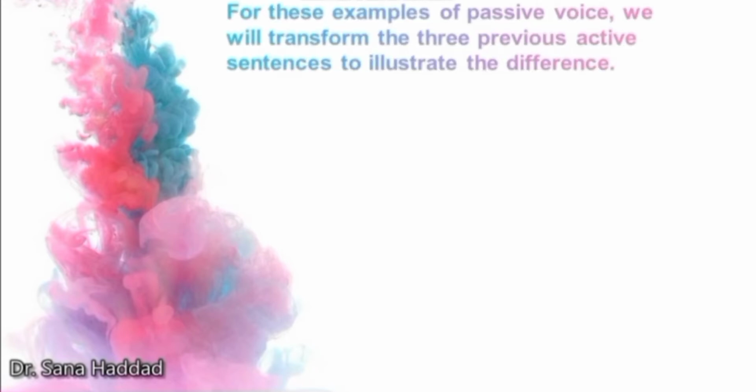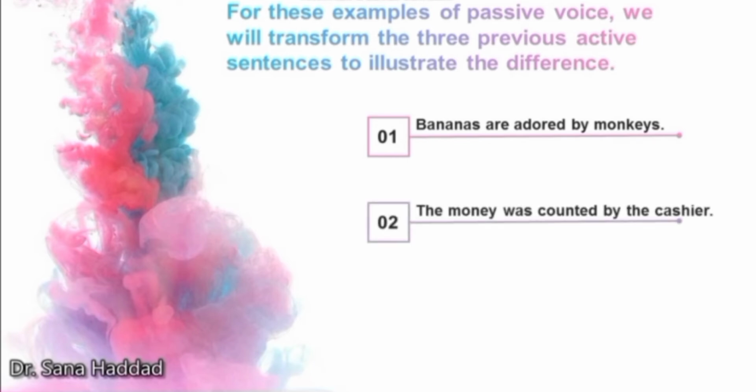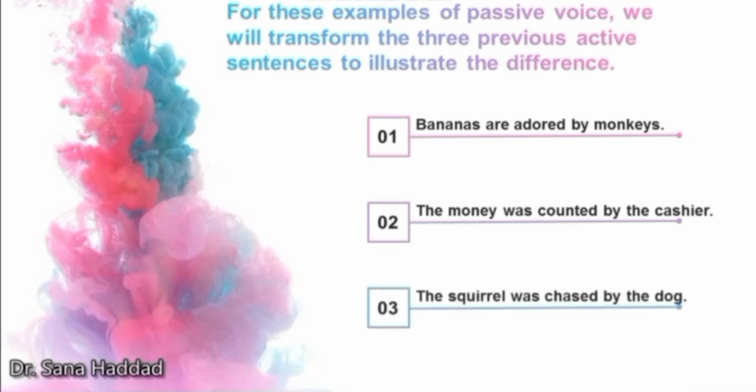For these examples of passive voice, we will transform the three previous active sentences to illustrate the difference. Bananas are adored by monkeys. The money was counted by the cashier. The squirrel was chased by the dog. So all three are passive voice.